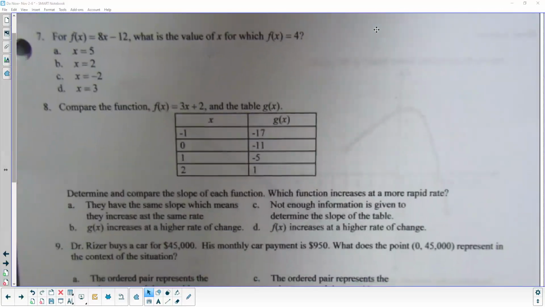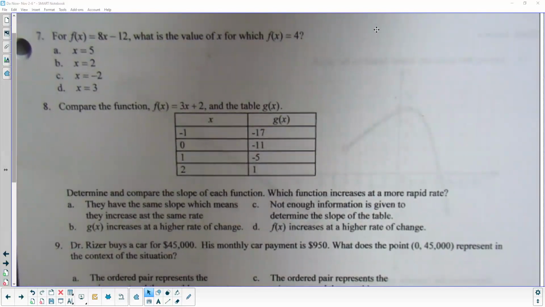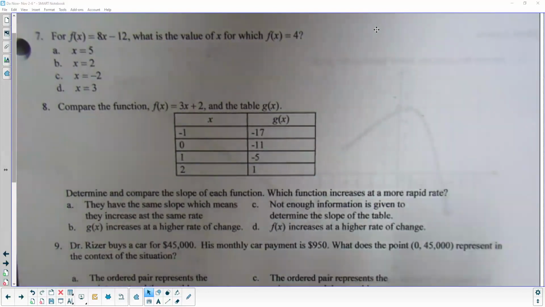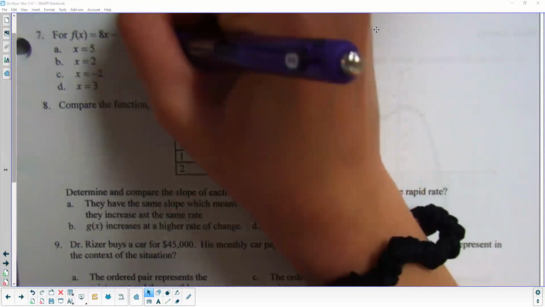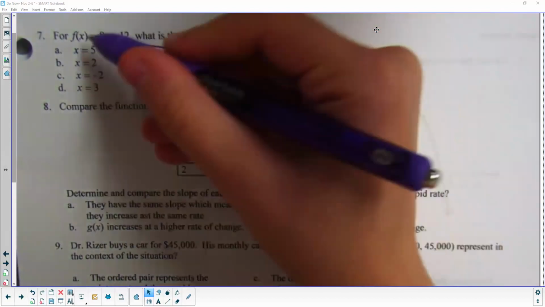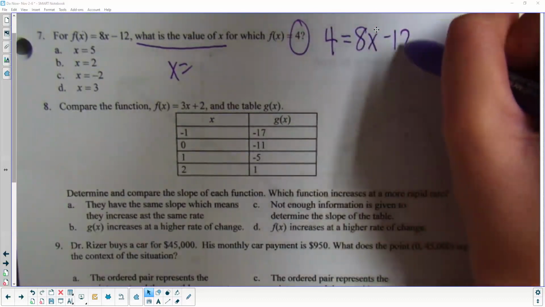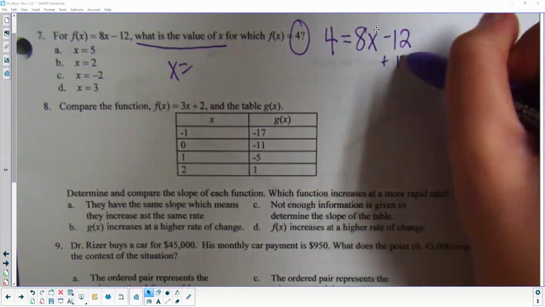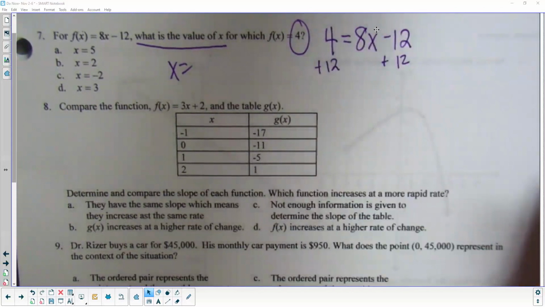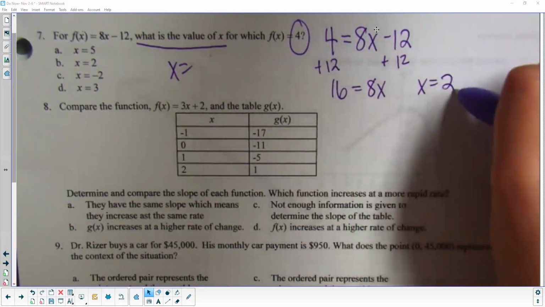All right, a couple more multiple choice. This one I feel like would be a great calculator question, or if you didn't know how to do this, it's asking for what is the value of x, meaning I'm looking for x is equal to, meaning I take 4 and I plug it in for f of x. 4 is equal to 8x minus 12. I can add 12 to both sides of the equal sign. 16 is equal to 8x, so x is equal to 2.